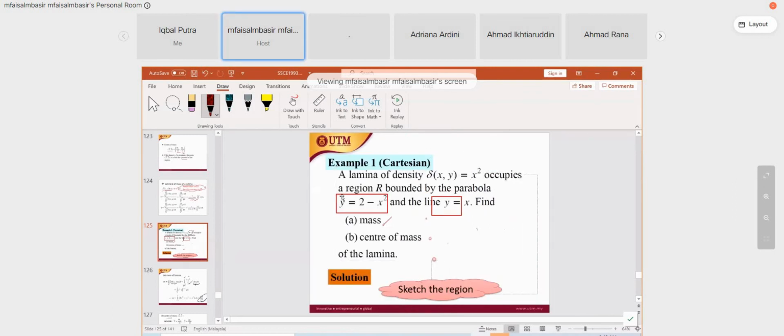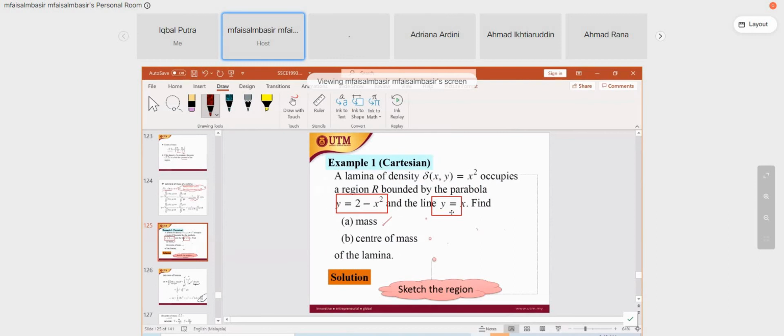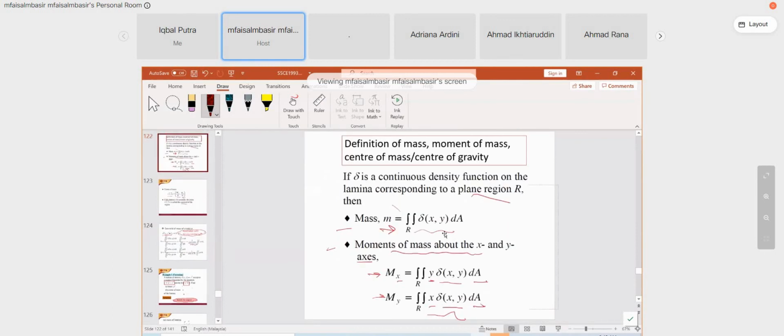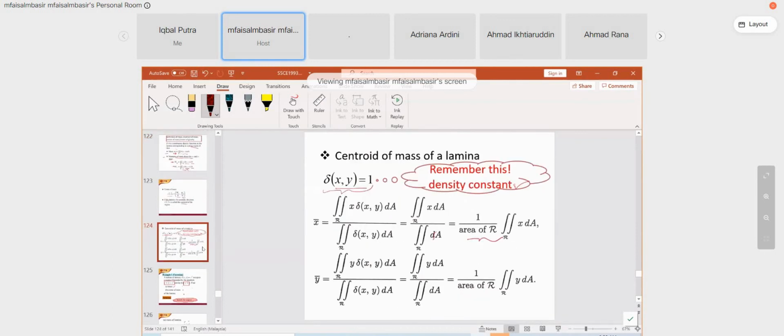What you have here is a laminar density; they give the density, not a constant. It occupies a region R bounded by the parabola and the line y equals x. Find the mass and center of mass. The formula for the mass is just this, and the center of mass is this.